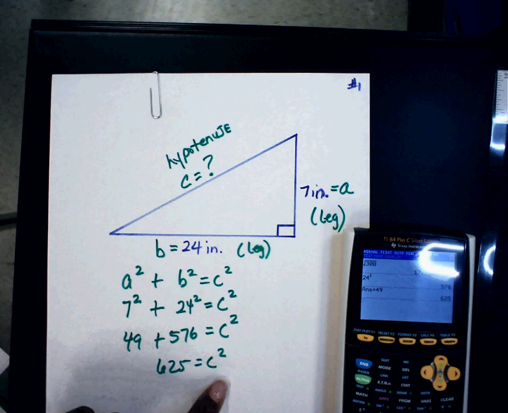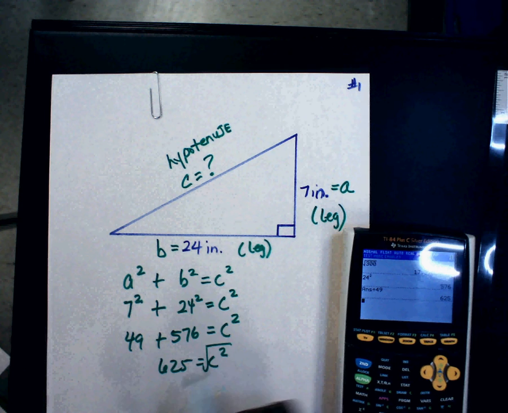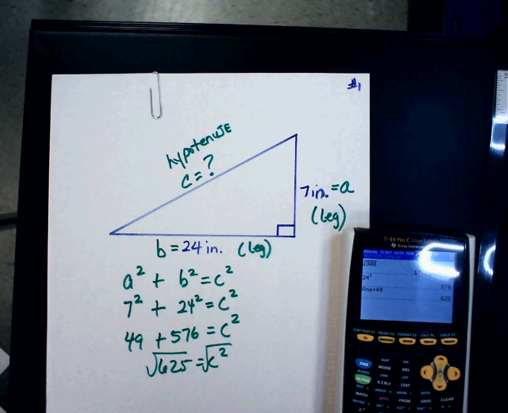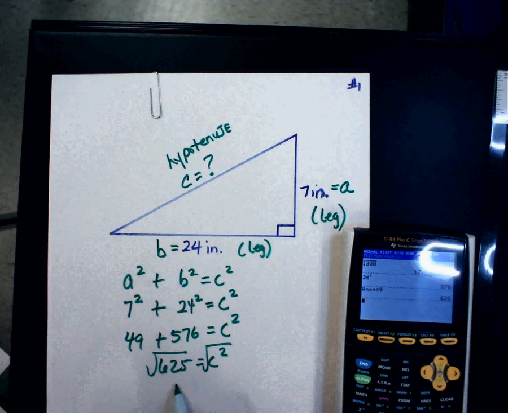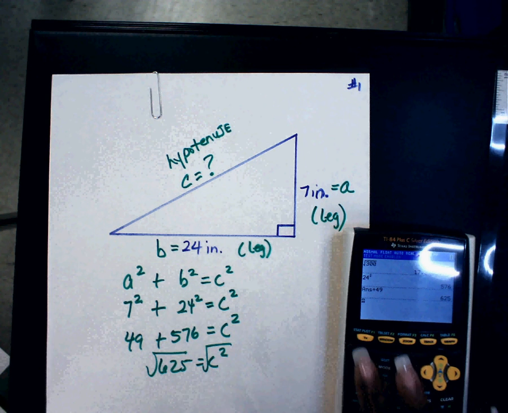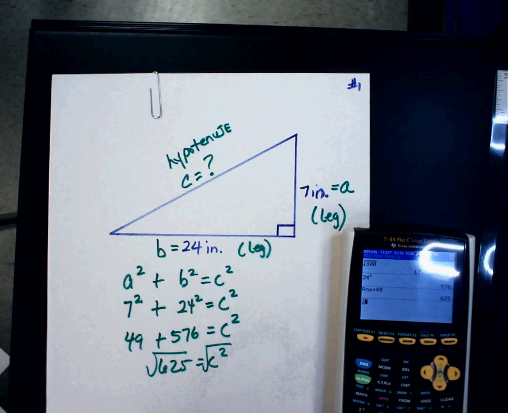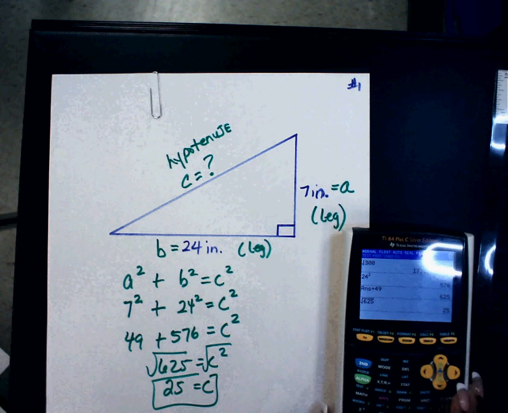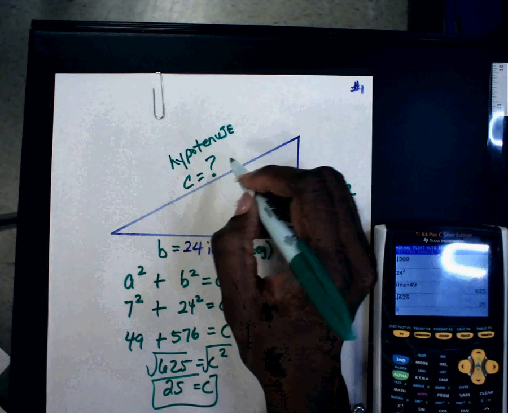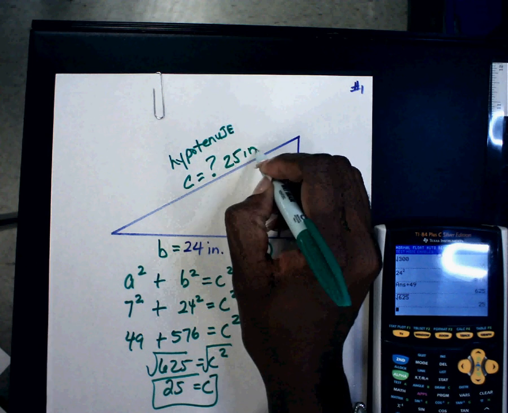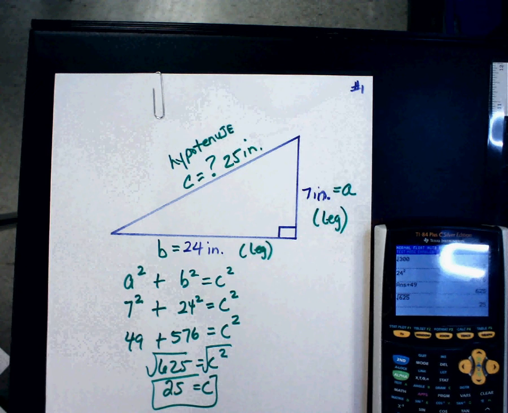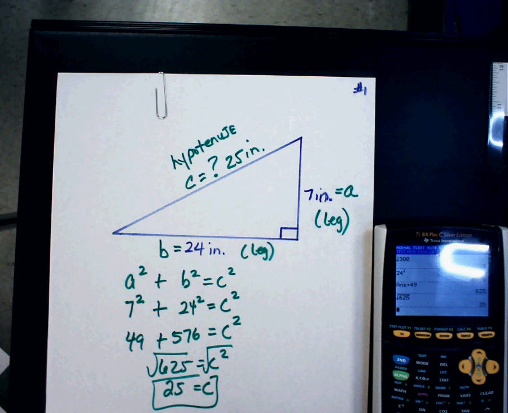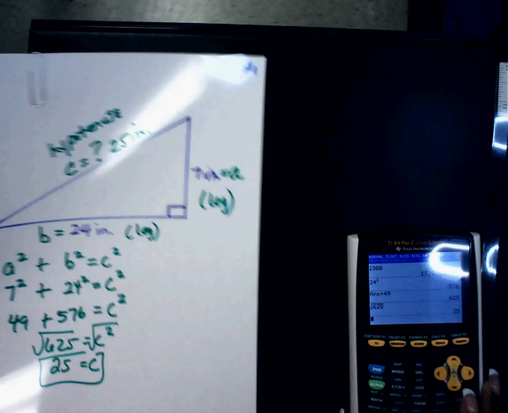So the inverse of squaring C is taking the square root. So we're going to take the square root of both sides of our equation, and the square root of 625. If you don't know that, you hit the blue second key, the x squared key, enter 625, and guess what it gives us? 25 equals C. So now we know that our hypotenuse is 25 inches.